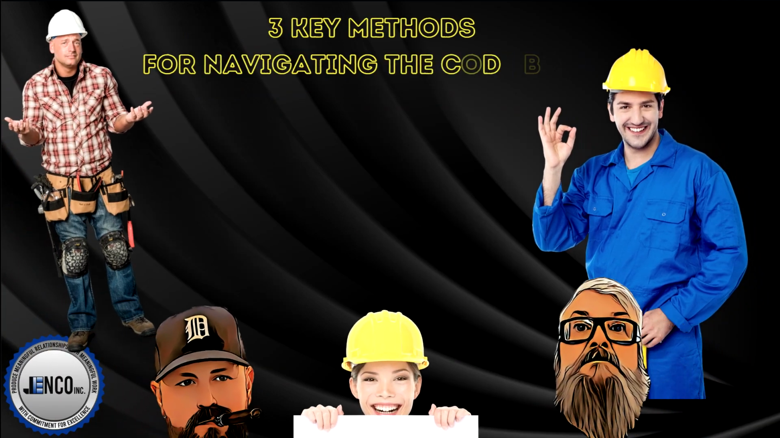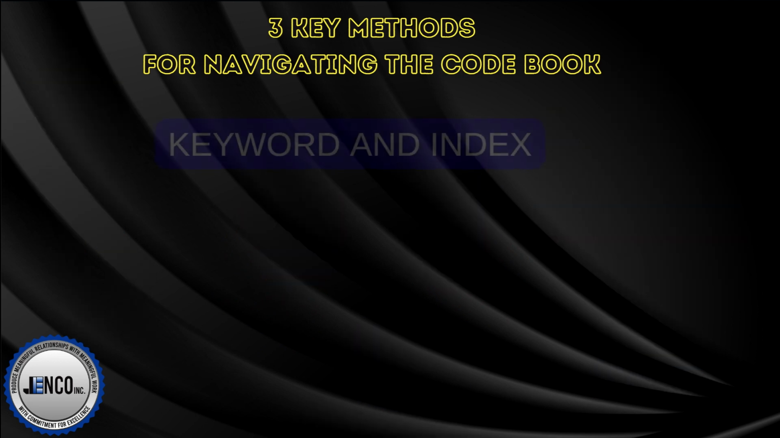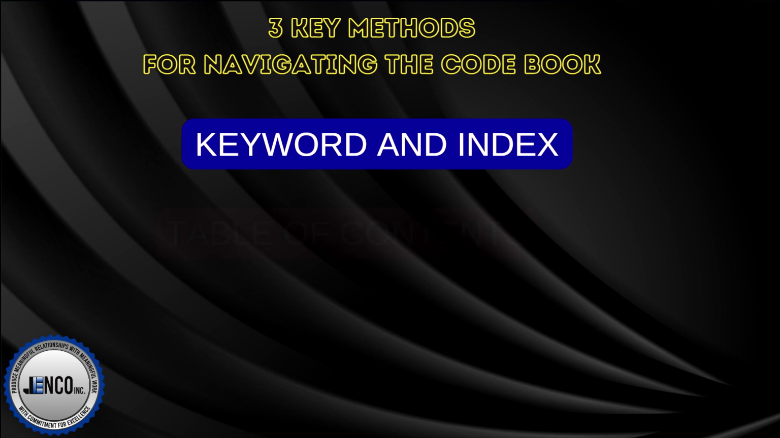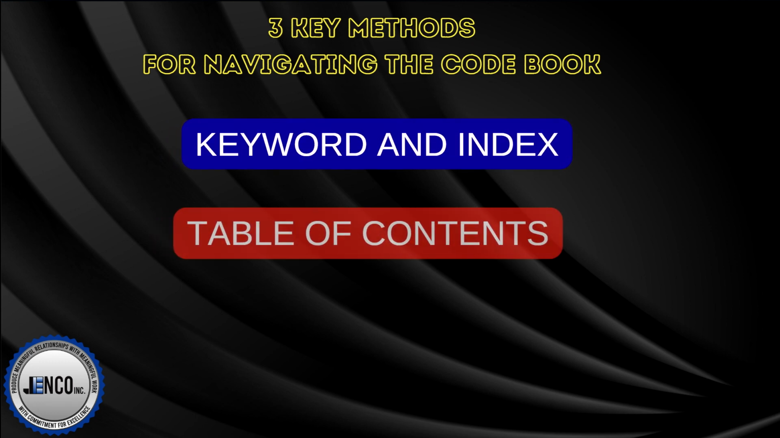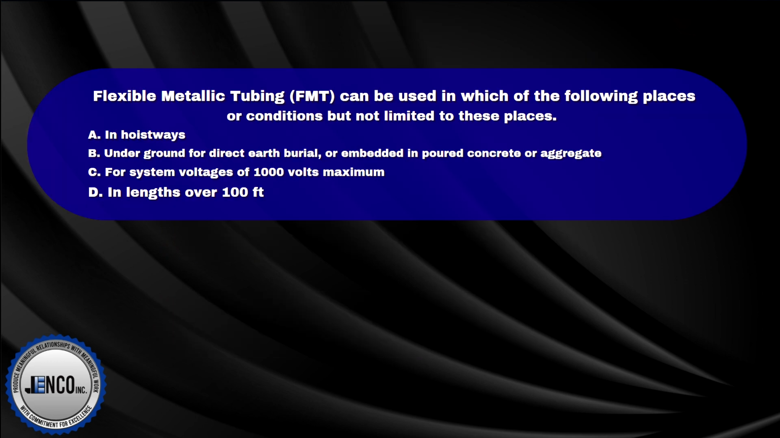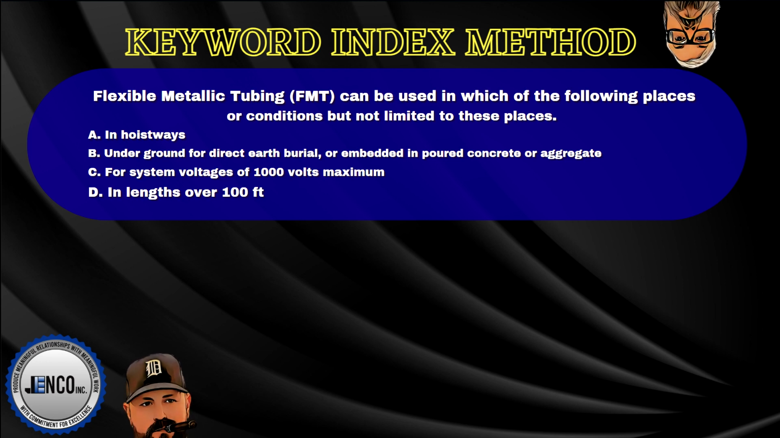So here we go, the three key methods for navigating the code book. First is keyword and index. Second is table of contents. And third is reverse lookup. So let's go ahead and start with the first one, the keyword index method.